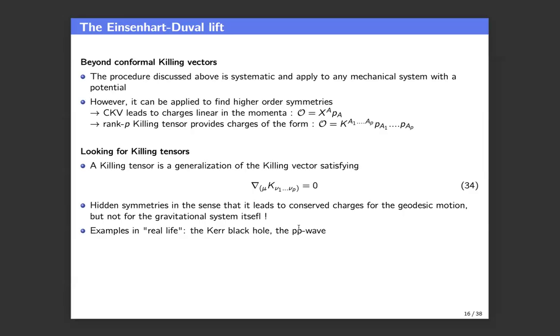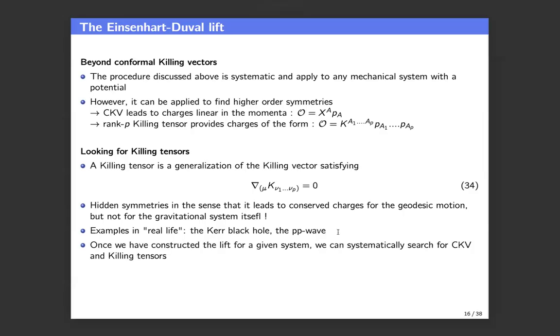So let me give you just two examples in real life. Typically the Kerr black hole has a Killing tensor, which actually descends from something else that we call a Killing-Yano tensor. But another example is the pp-wave, so the exact plane wave, for example, of general relativity. Okay.